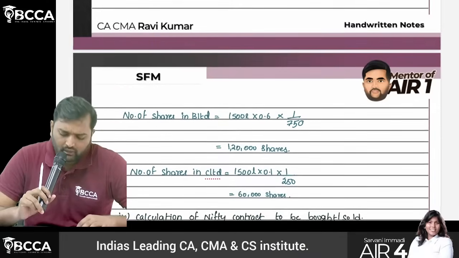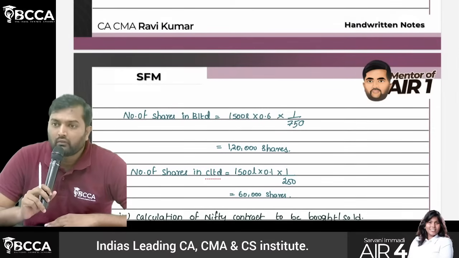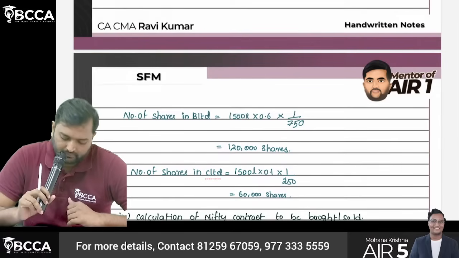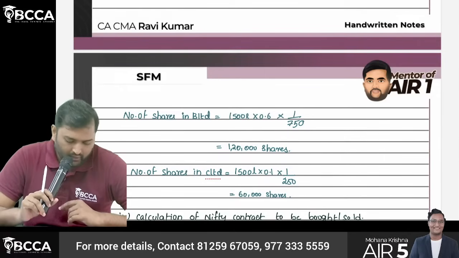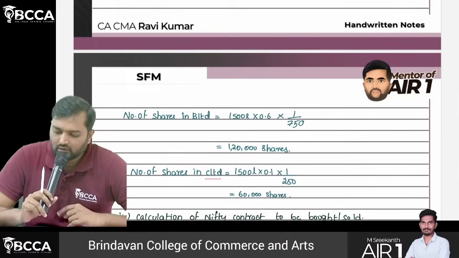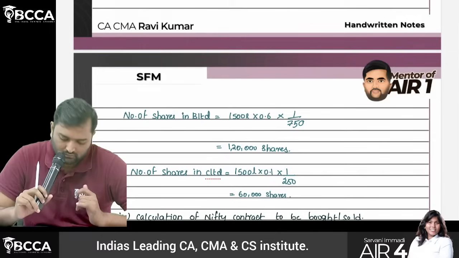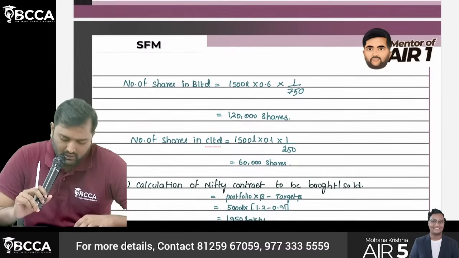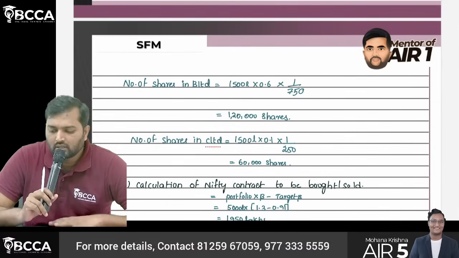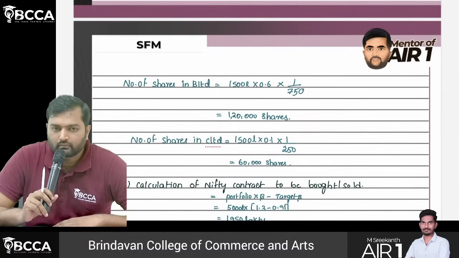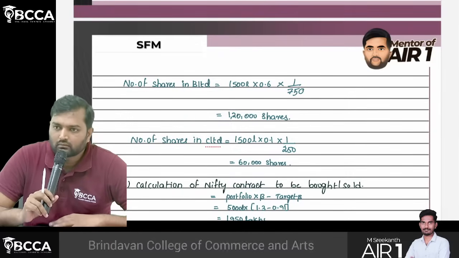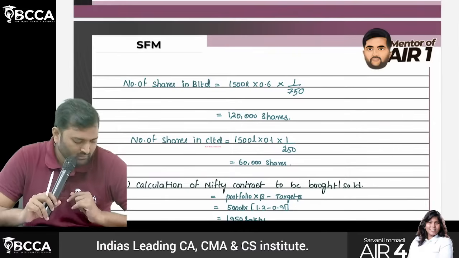B Limited: 1,500 lakhs into 0.6 into 1 divided by 750. 1 lakh 20,000 shares. Next, number of shares in C Limited: 60,000 shares. Am I clear? Done. Clear? Next.